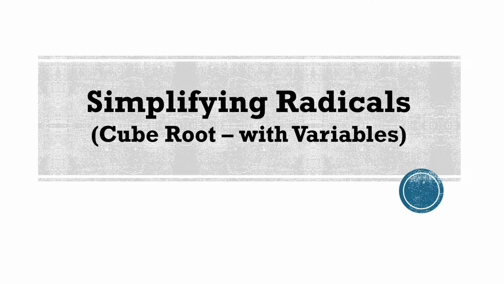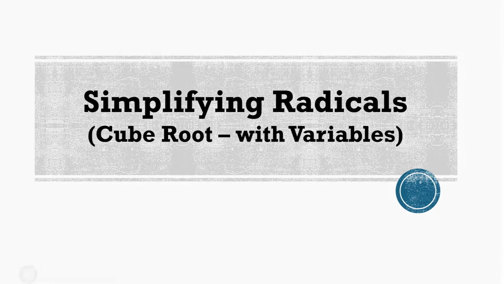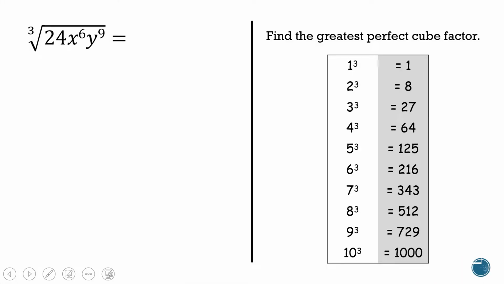Good morning. Today's lesson is about simplifying radicals, and the focus is going to be on cube roots with variables. Let's have this first example. What is the simplified form of the cube root of 24x^6y^9?